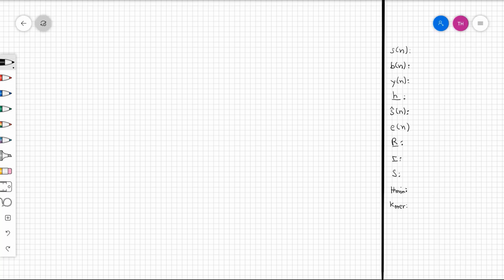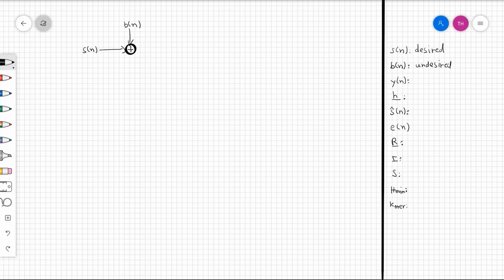Within this application, we start with the signal S of n. And this signal is our source signal. In the lecture, it is very often a speech signal, but it doesn't have to be. The most fitting terminology is actually to simply call S of n the desired signal. The other signal we have is B of n, which is a noise signal, also referred to as the undesired signal. Important is that B of n is additive to S of n.